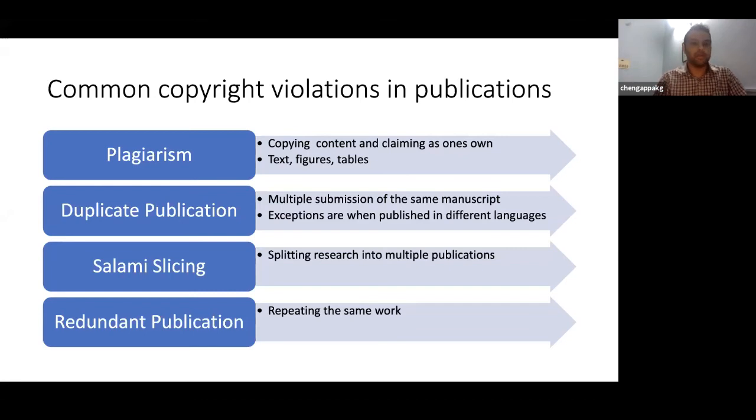Then duplicate publication. Sometimes you make multiple submissions in three different places, and two of them get published. That becomes duplicate publication. It is an outright copyright violation, and you should immediately retract it from your end, or legal actions will be taken. And the only exception in duplicate publication is that you can maybe publish the same work in different languages, but it is always important that you inform both the publishers about this.